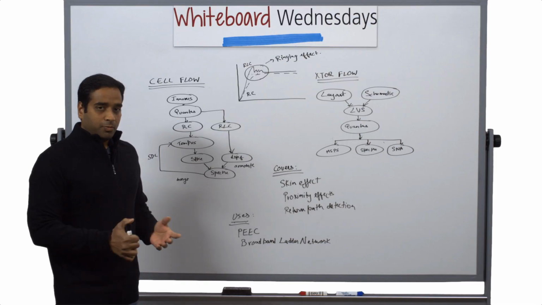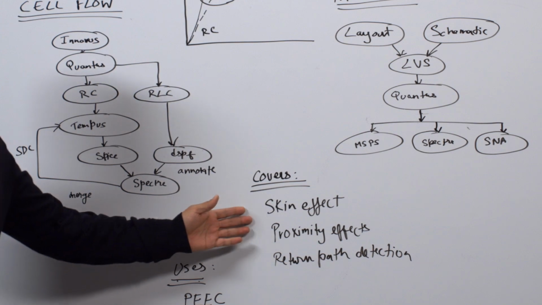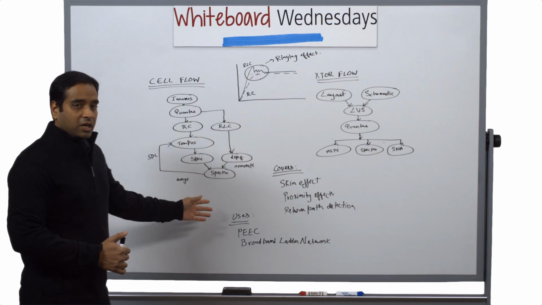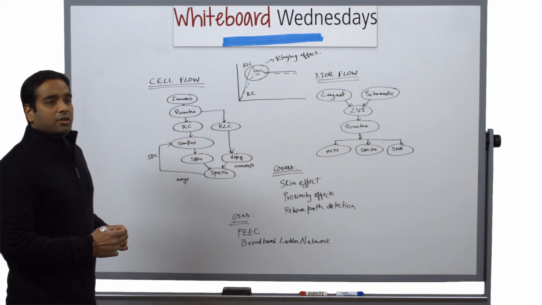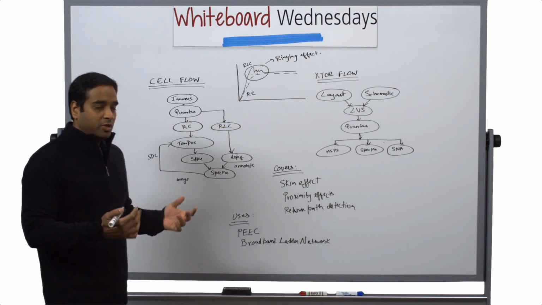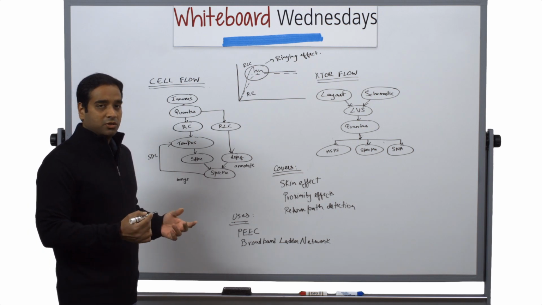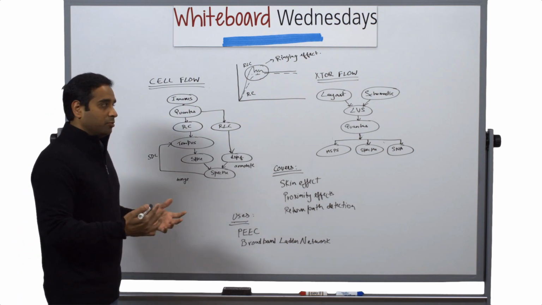In order to solve this problem, Quantus has come up with inductance extraction, which covers skin effect, proximity effect, and return path detection using peak and broadband ladder network methodologies. For example, on a typical 10 nanometer node, we see delays of up to 13 picoseconds and 12% overshoot, and this is something that we need to solve as a design community.